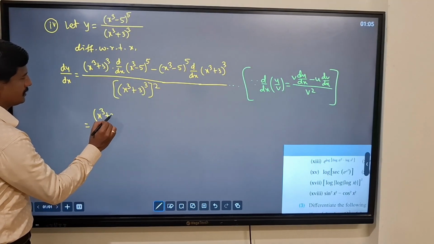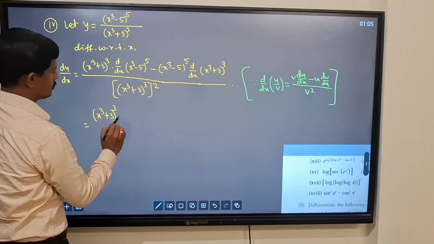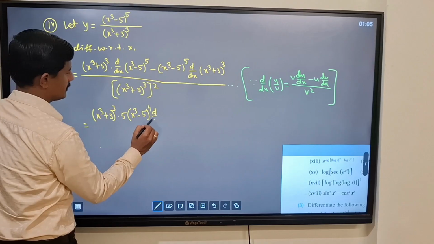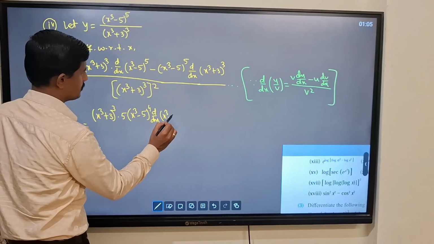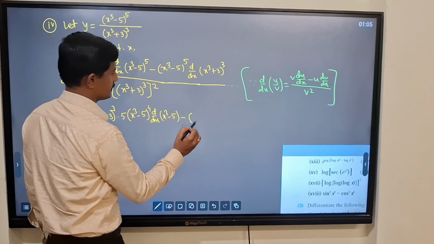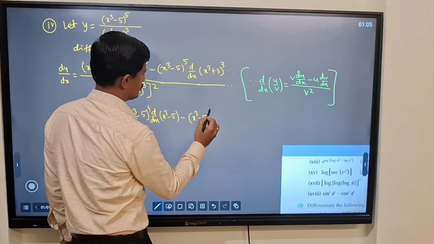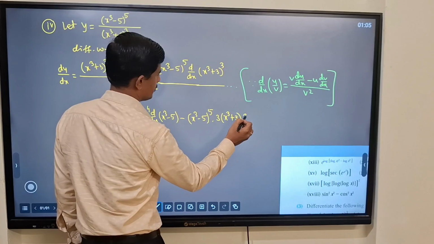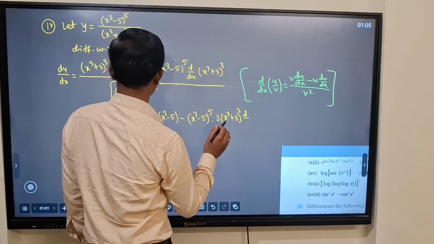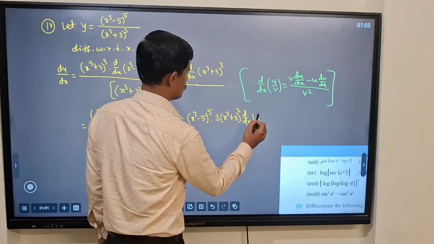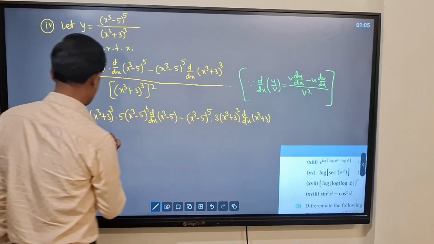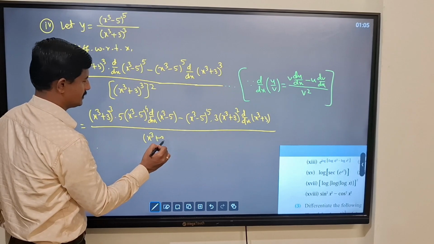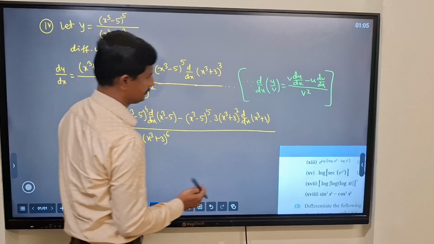Okay, now simplification. x cube plus 3 raised to 3, differentiation of this is what? 5 into x cube minus 5 raised to 4 d dx of x cube minus 5, minus x cube minus 5 raised to 5, differentiation of this term is 3 x cube plus 3 square d dx of x cube plus 3, upon x cube plus 3 raised to 6.